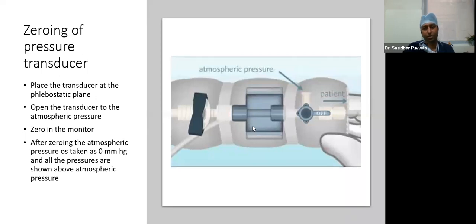Zeroing of the pressure transducer. What do you need to zero a pressure transducer? One thing is any pressure that is represented in your pressure transducing systems is in reference to your atmospheric pressure.